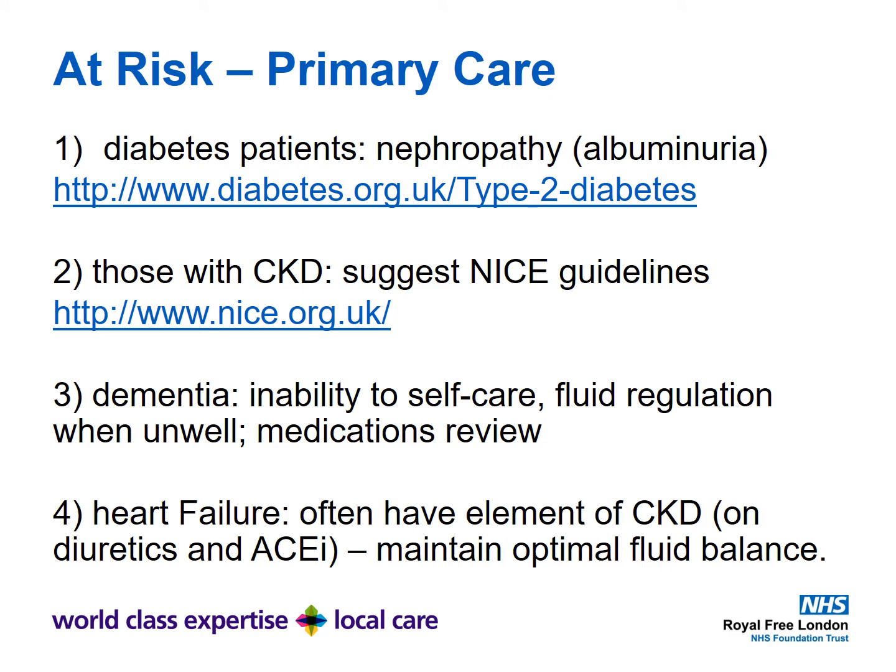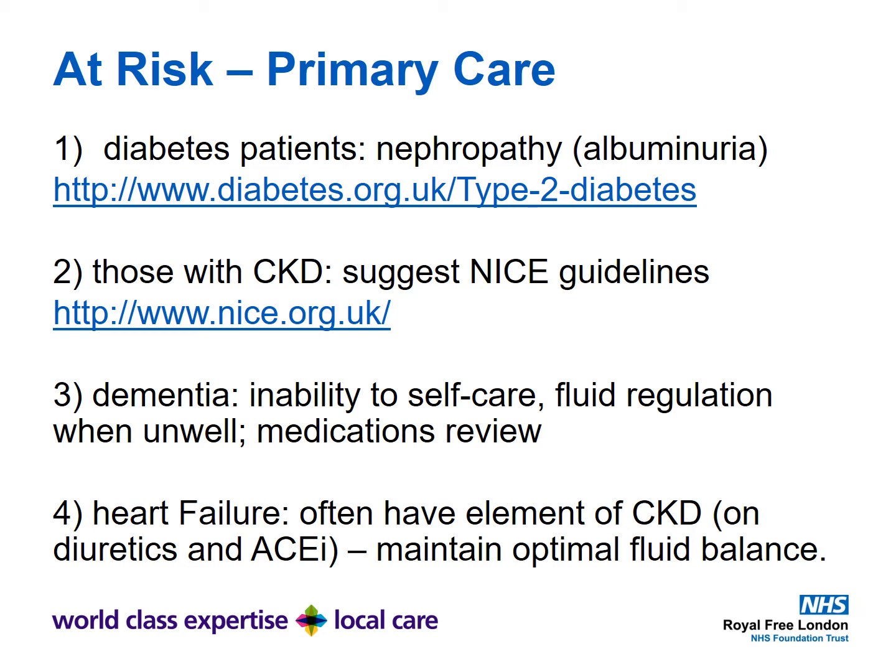So here are a couple of resources to point towards for those at risk in primary care. There's a diabetes nephropathy guideline on www.diabetes.org.uk/type2diabetes. Those with CKD, there's also NICE guidance, www.nice.org.uk. And as I was saying, those who have dementia may have an inability to self-care. They may have even further difficulty of fluid regulation when they're unwell. They may have forgotten to drink or eat, for example, or may think that they have eaten and drunk enough. It's also important, of course, to review medications in those who have dementia.